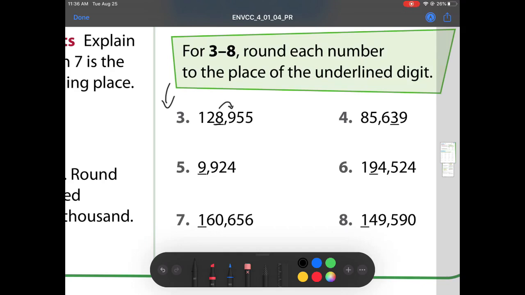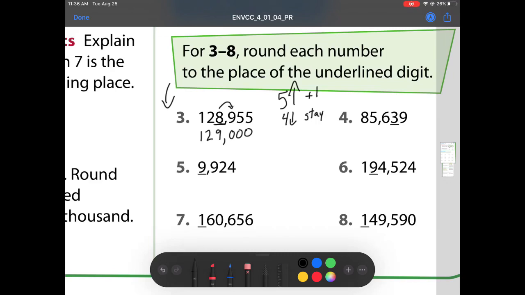So remember, we underline our digit, we go next door. If it is 5 or more, we add one more. If it's 4 or less, we let it rest, so it's going to stay the same. So is 9 5 or more? It's more. So that means we add 1 to it. Look to the right, put zeros in sight. And all the numbers to the left stay the same.